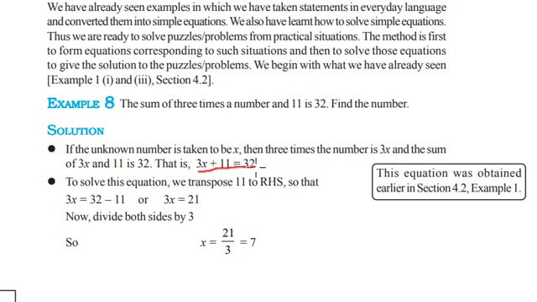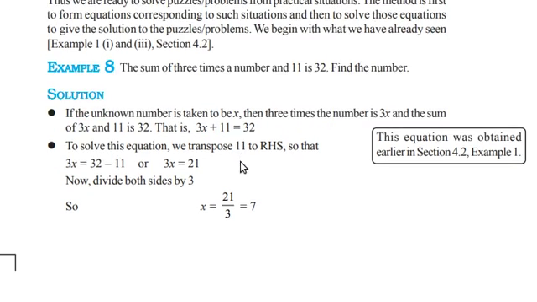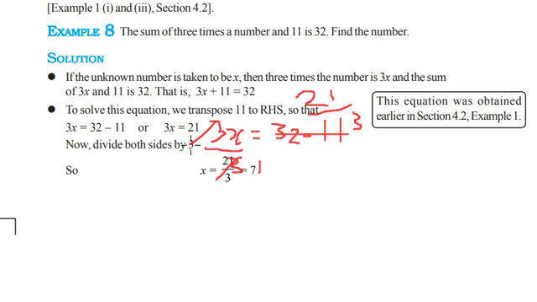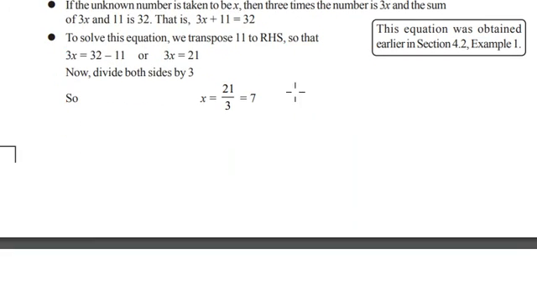This is the equation. To solve this equation, we transpose 11 to RHS. We will bring 11 from LHS to RHS. So 3x is equal to 32 minus 11, not plus 11, because we are transposing from LHS to RHS. We are changing the side of a number, so the sign changes. Plus becomes minus, minus becomes plus. 32 minus 11 is equal to 21. Now let us divide both sides of the equation by 3. 3x divided by 3 and 21 divided by 3. 3 ones, 3 7 times. The value of x is equal to 7.